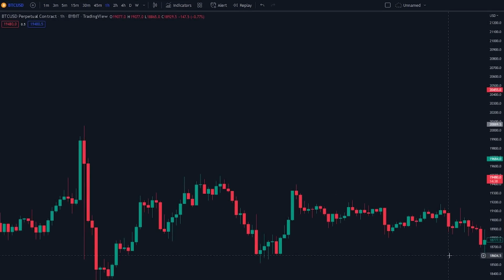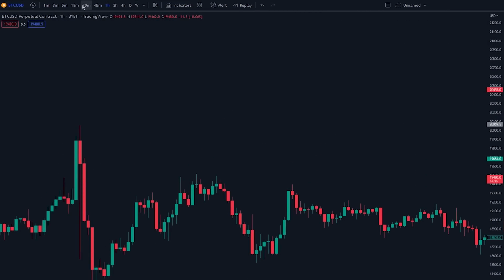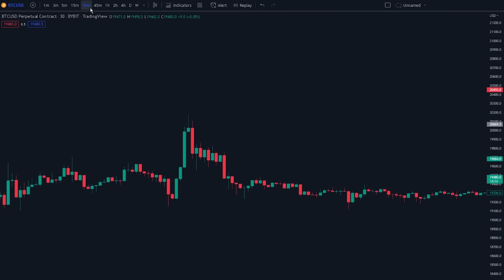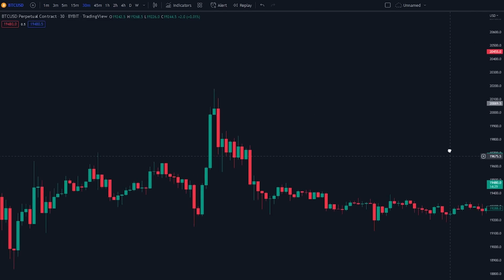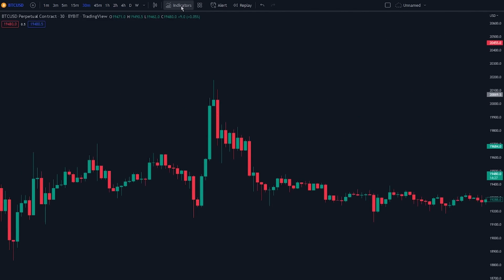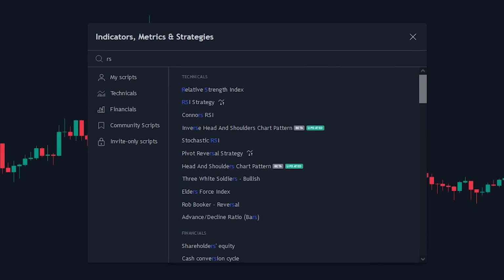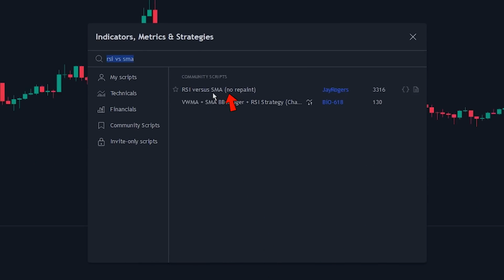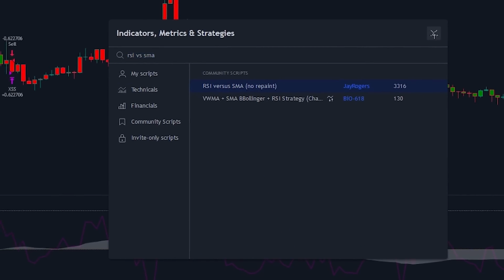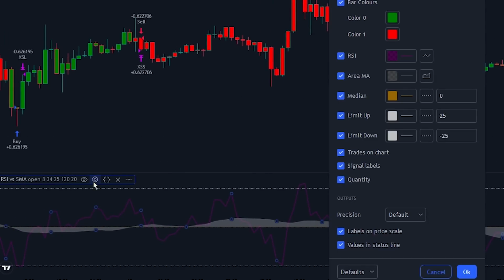Head over to TradingView and set the timeframe to the 30-minute timeframe. You can remove the previous RSI indicator that we added for the explanation. After that, go to the Indicator Search tab and search for the RSI versus SMA indicator. Select the indicator made by J. Rogers. Now close the Search tab and head over to the indicator settings.